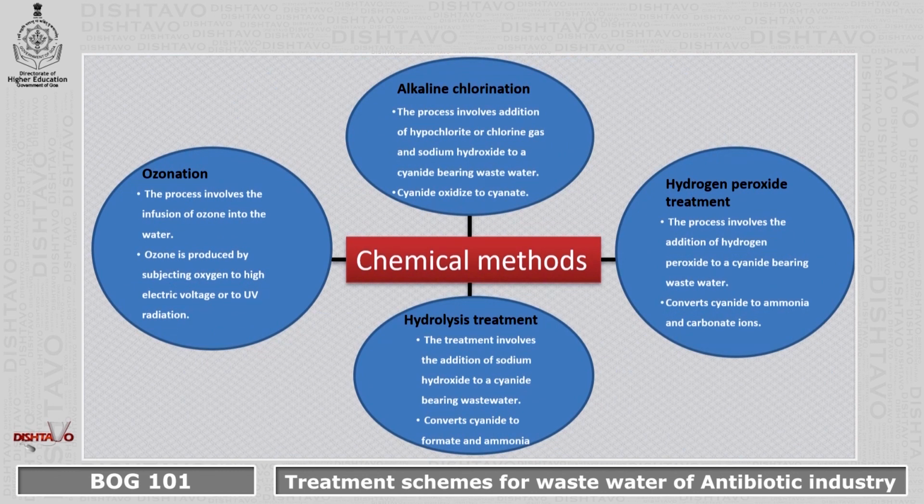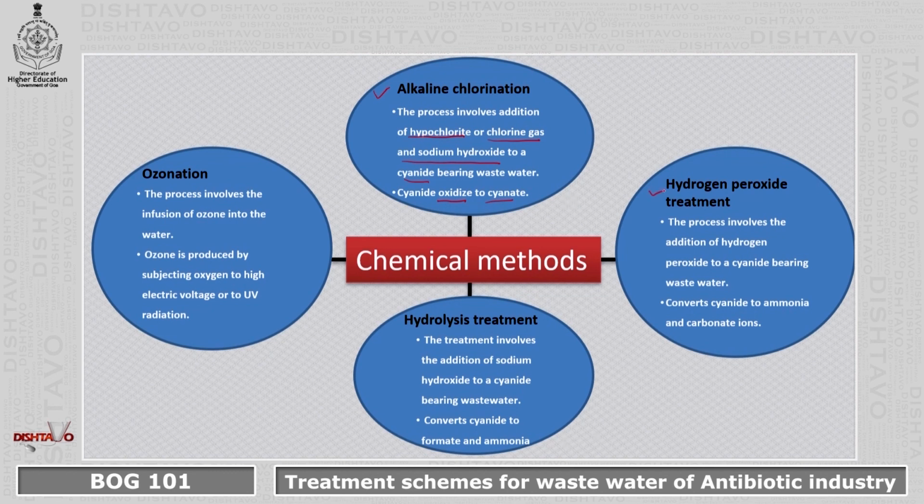Now let us learn about the chemical methods of antibiotic industry wastewater treatment scheme. The first is alkaline chlorination. It is the process which involves the addition of hypochlorite or a mixture of chlorine gas and sodium hydroxide to cyanide bearing wastewater. In the first phase, the cyanide will oxidize to cyanate, and in the second phase, the cyanate will oxidize to nitrogen and carbon dioxide.